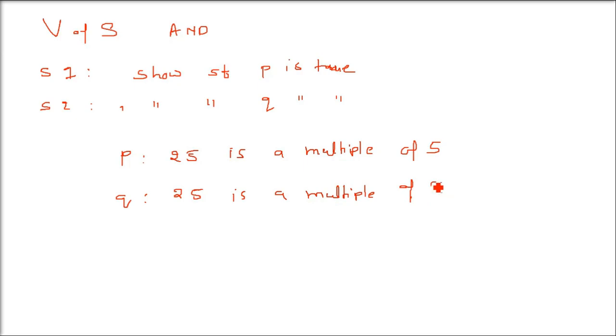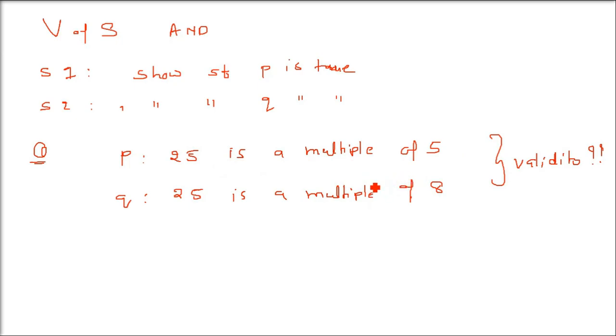Now when we combine this P and Q, the actual statement was 25 is a multiple of 5 and 8. So the question is, write the compound statement connecting these two statements and check its validity. So we can just combine them saying 25 is a multiple of 5 and 8. But what about the validity? How are you going to check the validity? Please remember, we have to combine them using and.